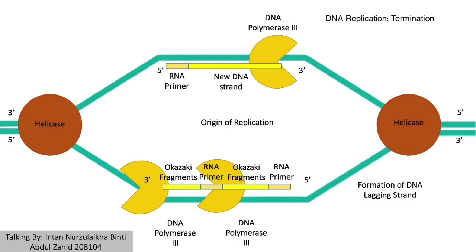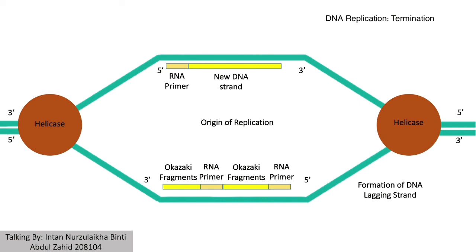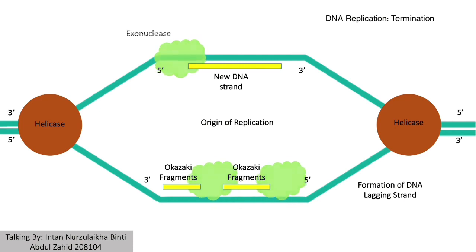So the final step is termination. Once all of the bases adenine are matched up with thymine and cytosine are matched up with guanine, new DNA strands are formed. Next, an enzyme called exonuclease will bind to the RNA primers at the start of each leading strand and Okazaki fragments. This will strip away the primers and also leave gaps.